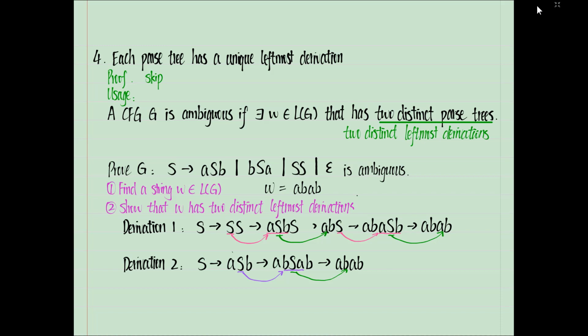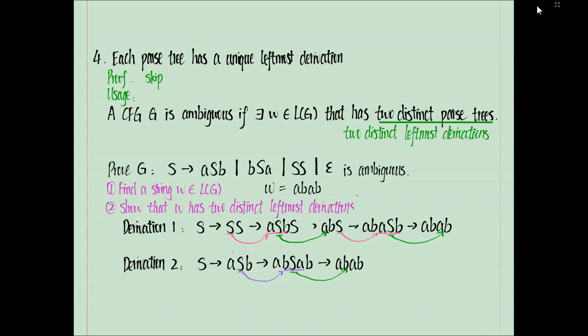So instead of showing that a string has two distinct parse trees, we can show that a string has two distinct leftmost derivations. Let's apply this property to grammar G. We want to prove G is ambiguous.